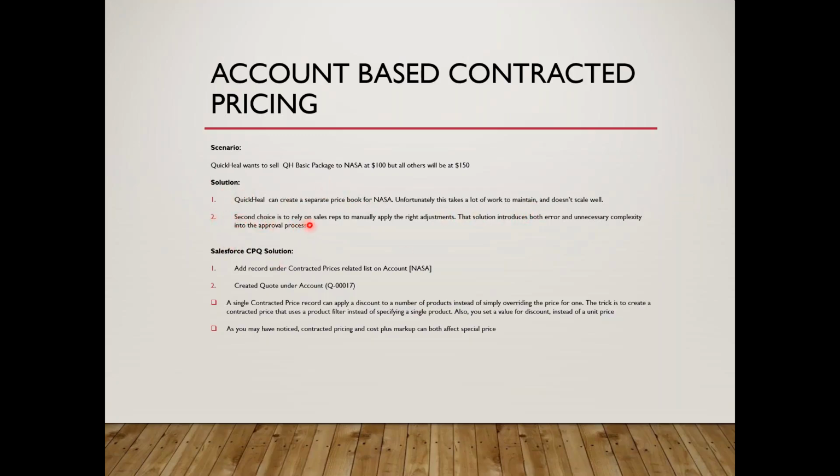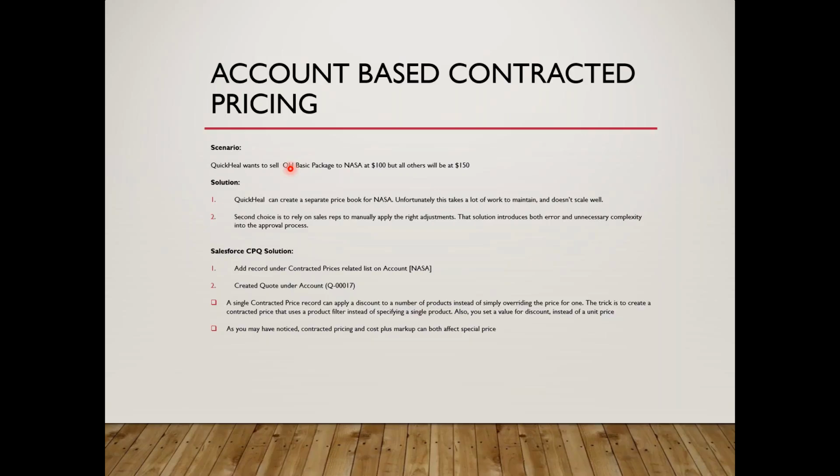The second option is to rely on the sales rep to manually apply the right adjustment. That is not the option. Why do we have sales systems then, right? If you are manually adjusting the prices by giving a discount or something, that's not a good way. This will introduce both errors and unnecessary complexity, because even the sales rep doesn't know what my special price should be for that particular product.